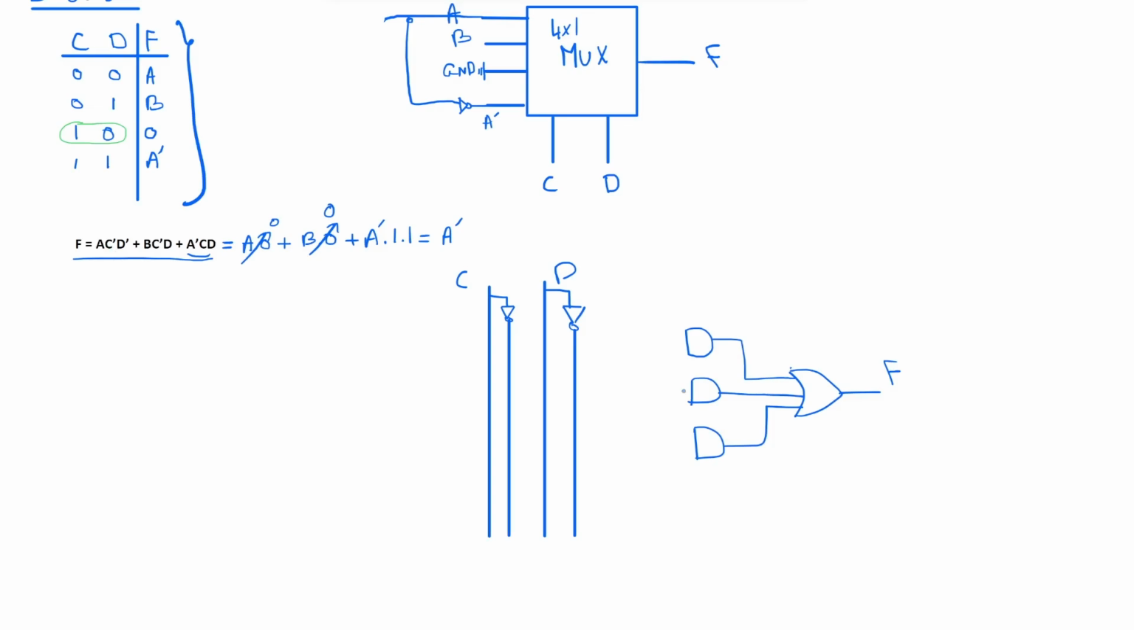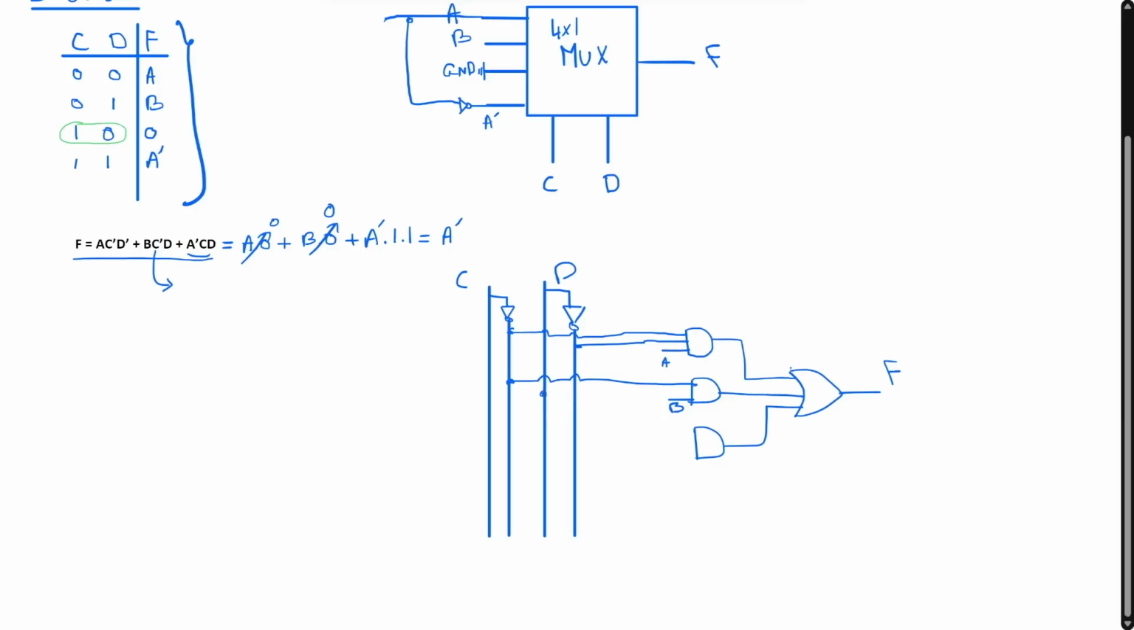For the first AND gate, we need A, and then we need C prime and D prime. So this is C prime and D prime. For the second AND gate, we need B. So this is B. We need C prime and D. So this is C prime we can take from here, and D we can take from here. And then for the third AND gate, we need A prime, C, D. So this is A, we get A prime on this side, and then C and D we can take from here. So this is C, and this is D. So this is how we can solve this problem.